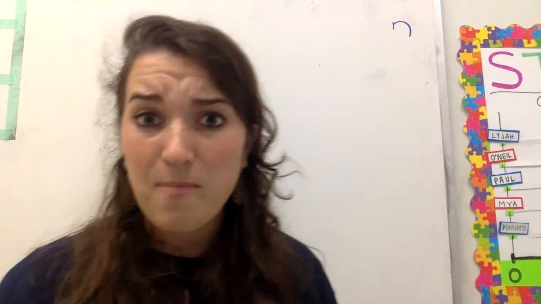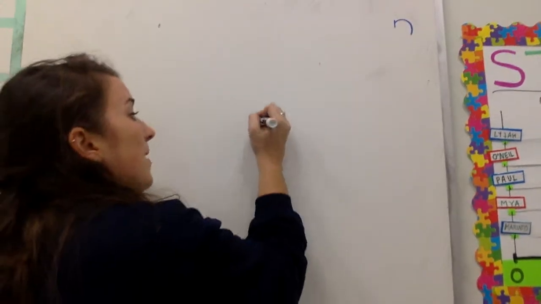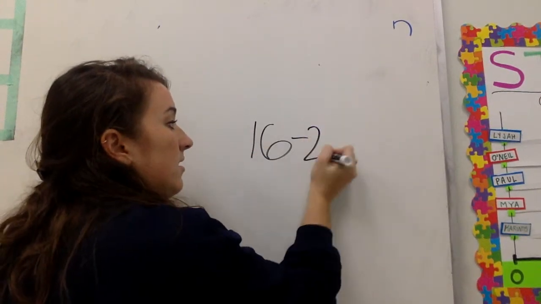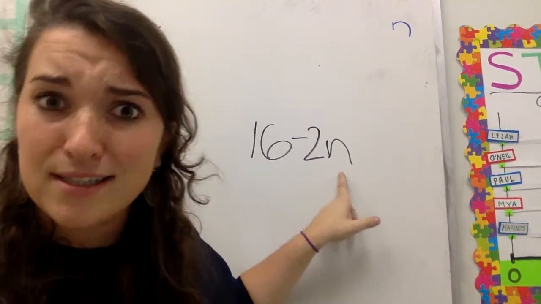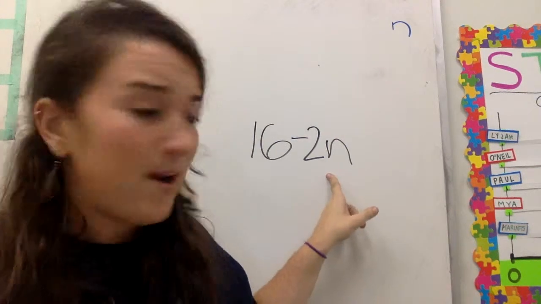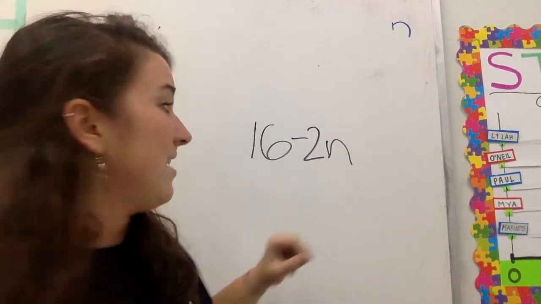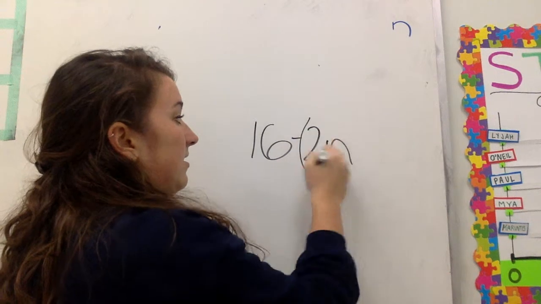Okay, I'm trusting that you've paused the video by now. So let's look at it together. So 16 minus 2n. First, I know that this is the same thing as writing the product, right? This is the product of 2 and n. So these need to be grouped together.